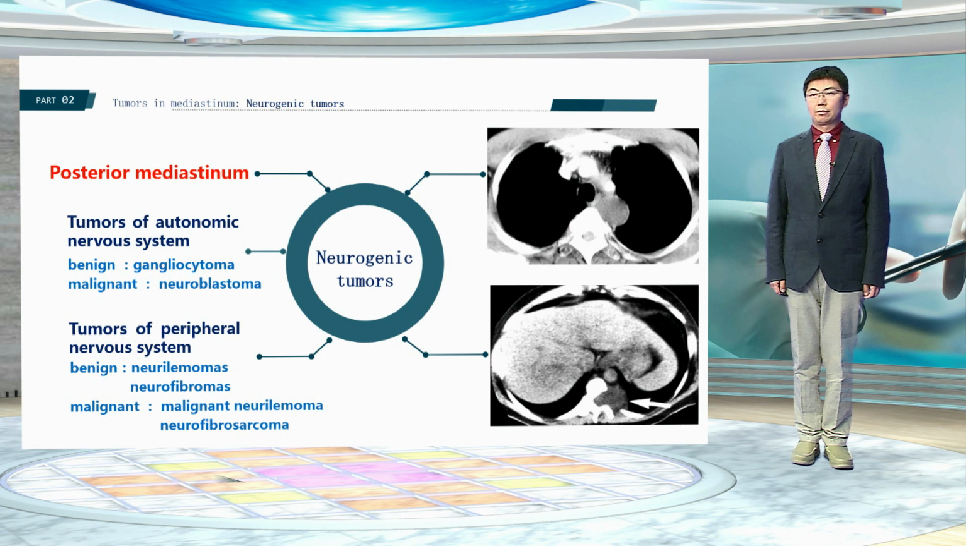Neurogenic tumors are derived from neural cells and are commonly found in the posterior mediastinum. Based on their origin, neurogenic tumors can be grouped into tumors of the autonomic nervous system and the peripheral nervous system. Benign neurilemmoma has a clear boundary and is completely encapsulated. Malignant neurilemmoma is more invasive, and no clear boundary can be seen between the tumor and the bronchus or pericardium.